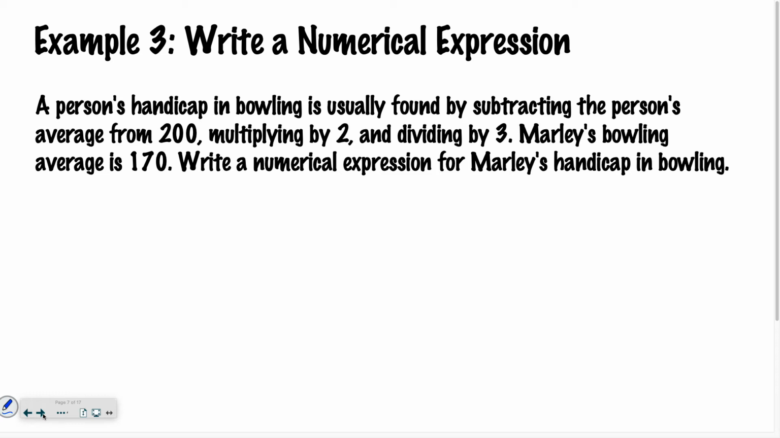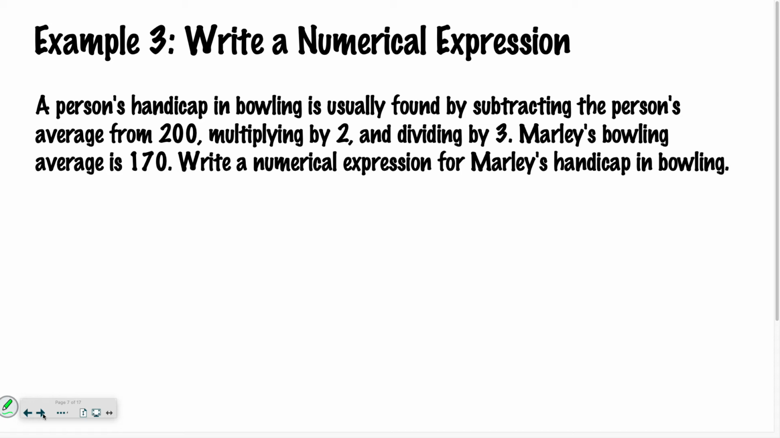All right, example 3. A person's handicap in bowling is usually found by subtracting the person's average from 200, multiplying by 2, and dividing by 3. Marley's bowling average is 170. Write a numerical expression for Marley's handicap in bowling.